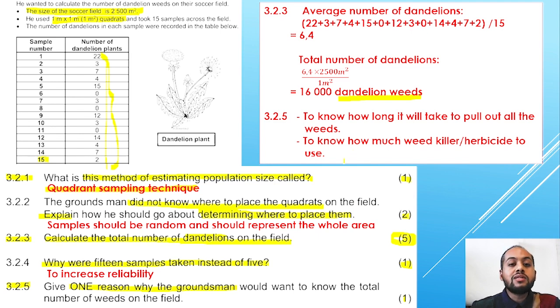So if he knows the total number of weeds that there are, he can know how long it would possibly take him to remove the weeds or how much weed killer or herbicide he needs to purchase so that he can use this weed killer to actually kill the weeds on the field.